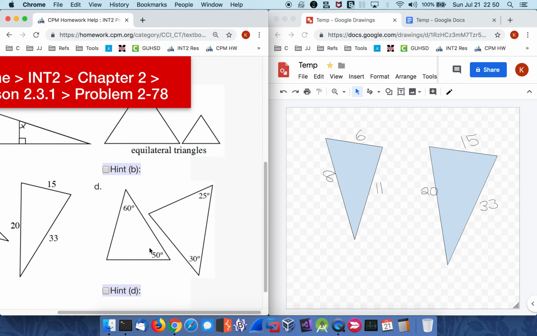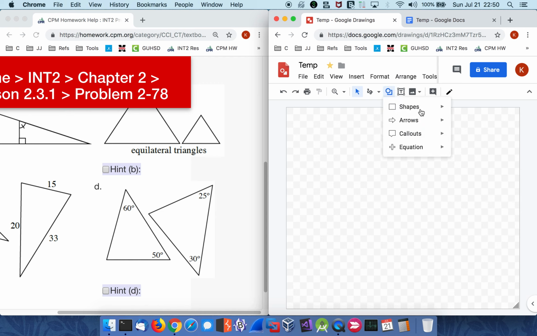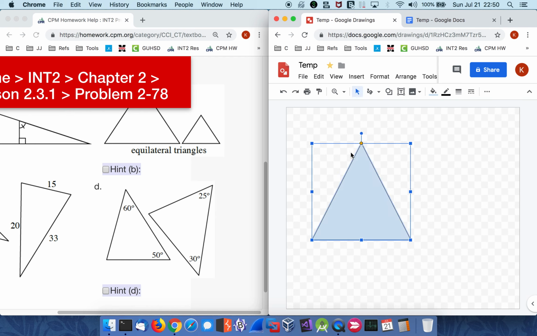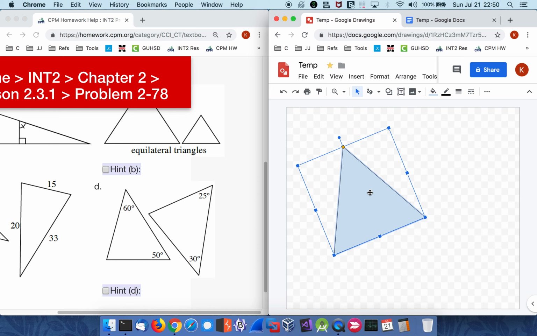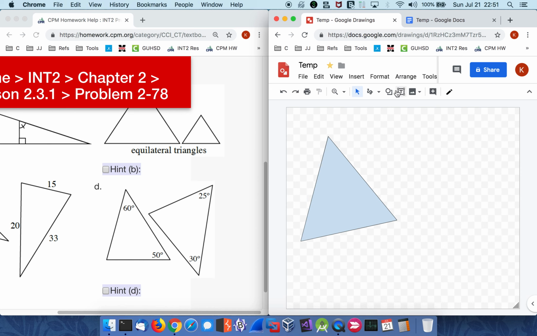Okay, let's look at D. Again we got some weirdness. Let's see if I can draw that one out here. I'll just clear all these out. Okay, let's try it again. New triangle. It's kind of more like that, ish. Okay, and then what do we got in here?